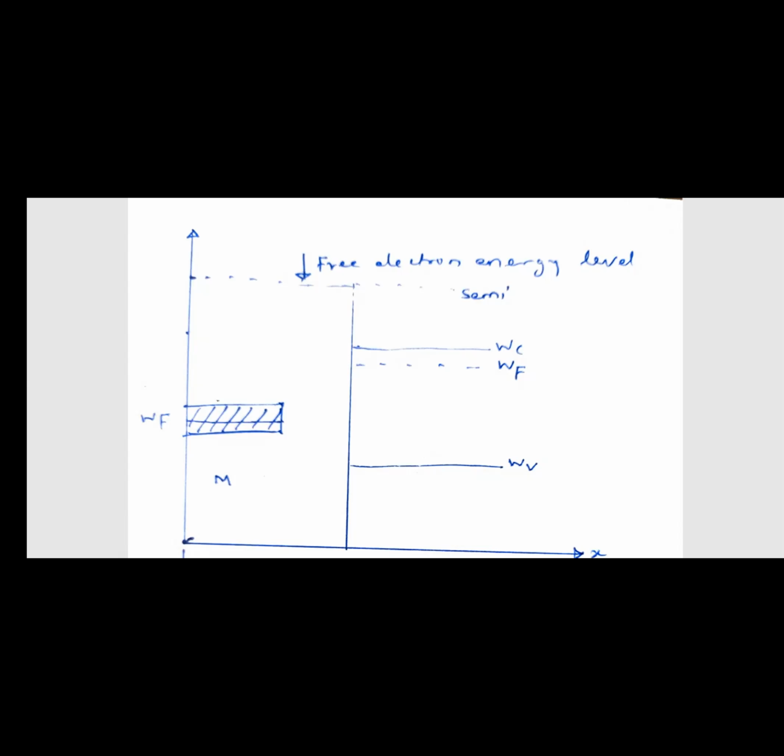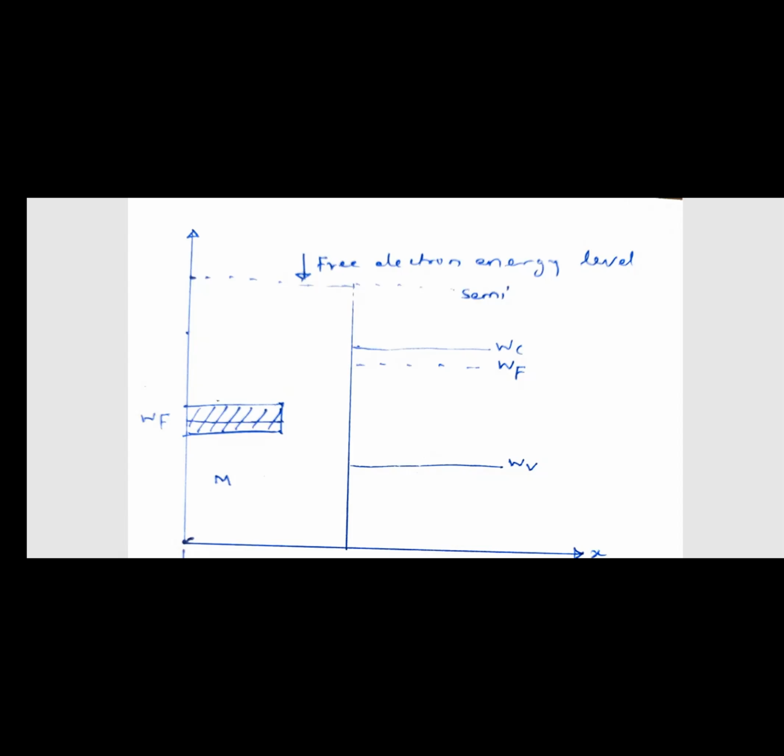But if you look at the semiconductor side, the top line is the conduction band line, WC, and above that the dotted line shows the free electron energy level. If you want to knock out one electron from the semiconductor and make it free to move in free space, then the energy required is lesser. It means that in an N type semiconductor material, the electrons have more energy than the electrons present in the metal.